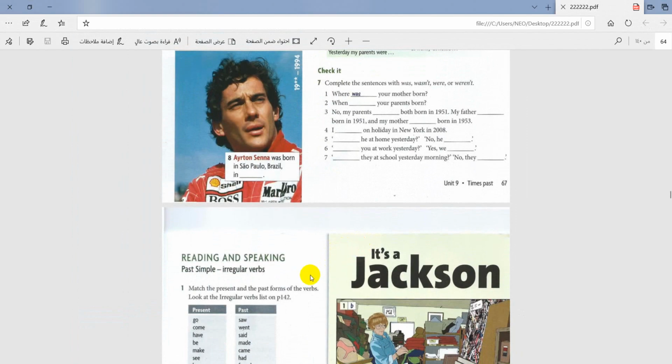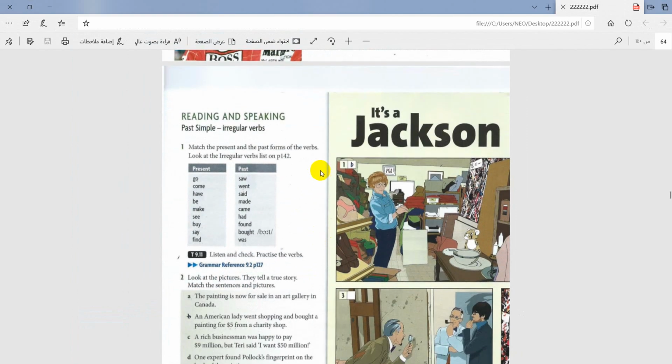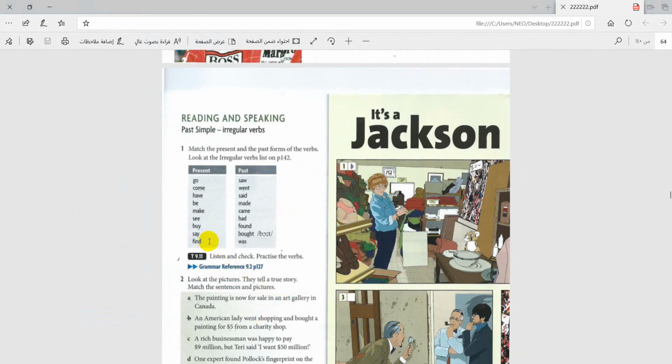Reading and speaking, sorry. Past simple irregular verbs. Okay, guys. So here we have reading and speaking, past simple irregular verbs. Match the present and the past forms of the verbs. Look at the irregular verbs list on page 142.